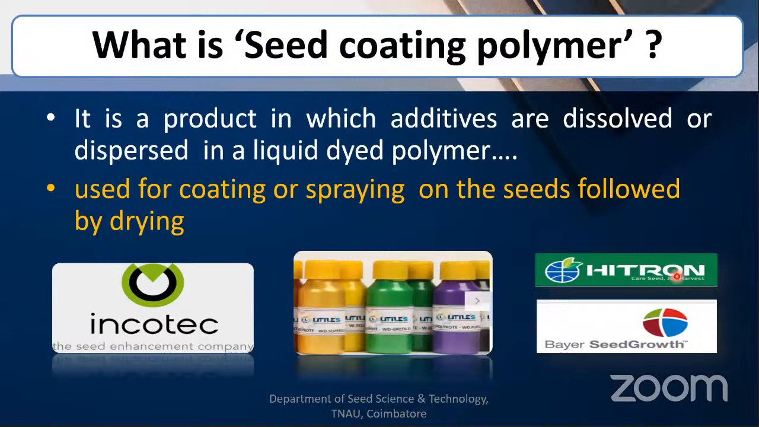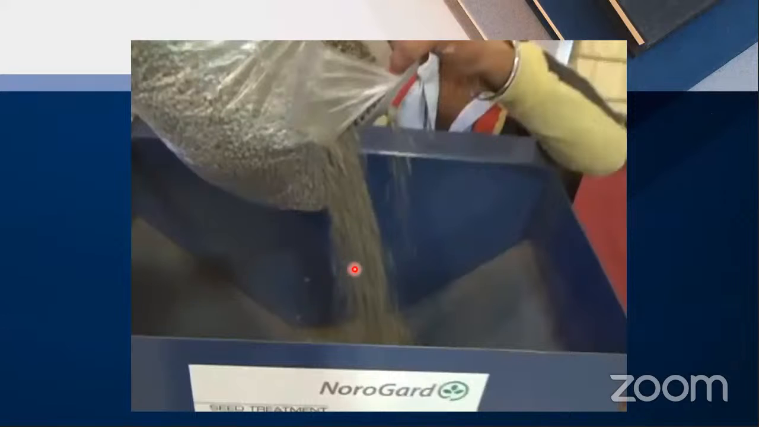Okay, so what is the seed coating polymer? It's a product in which additives, I repeat, additives, are dissolved or dispersed in a liquid dyed polymer. Dyed in the sense it is colored polymer, and it is used for coating or spraying on the seeds, followed by drying. So here also you require drying. So polymer is an adhesive. It will be a colored adhesive with necessary additives. That is actually seed coating polymer. I'll show you a video.